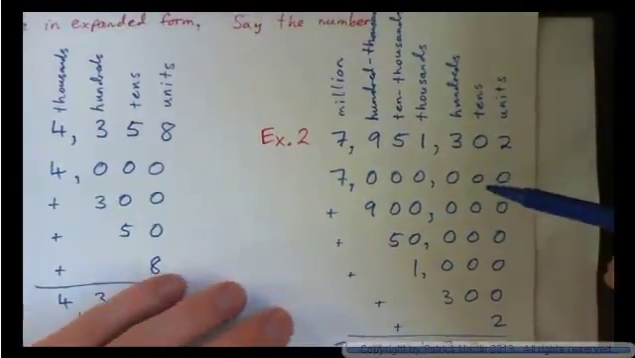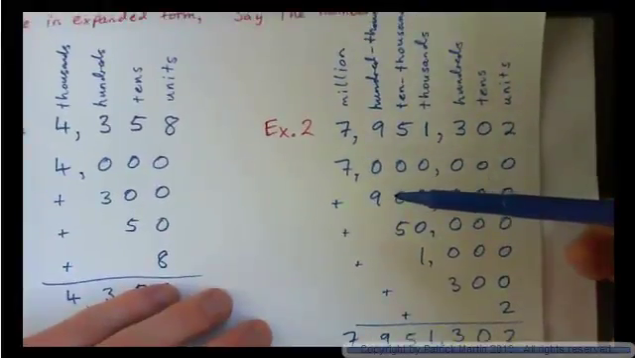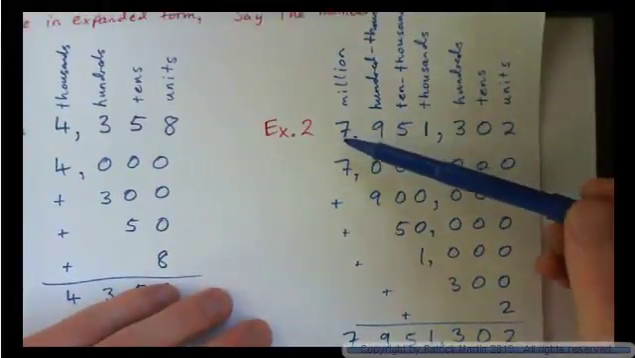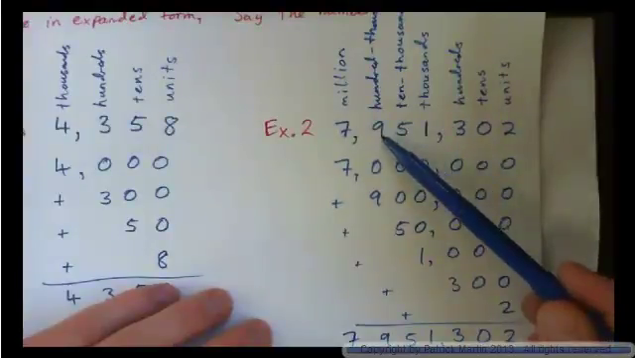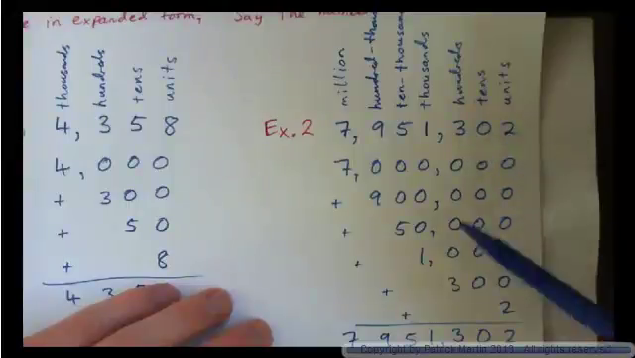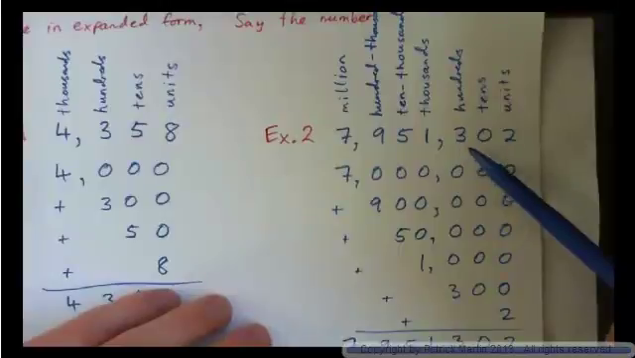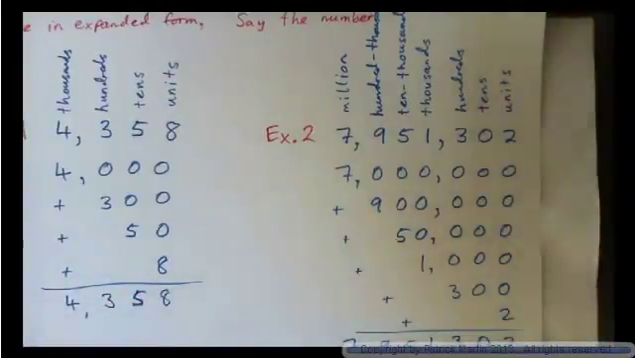So let's say the number now. Say the number. 7,951,302, right? 7,951,302. Okay.